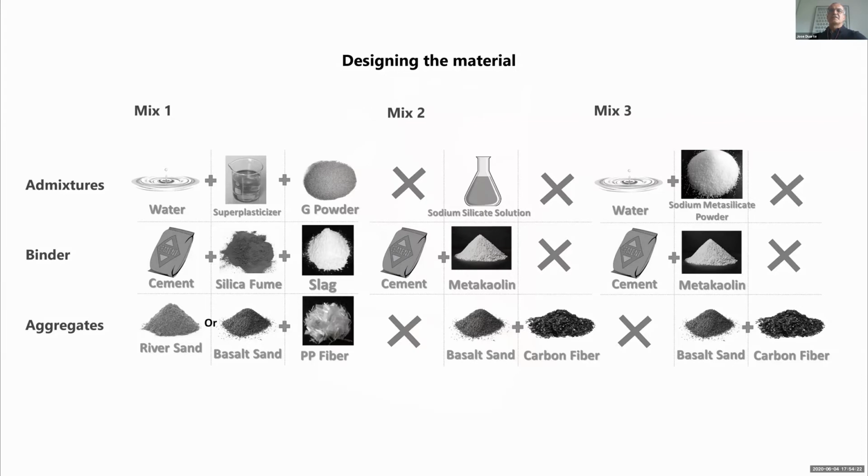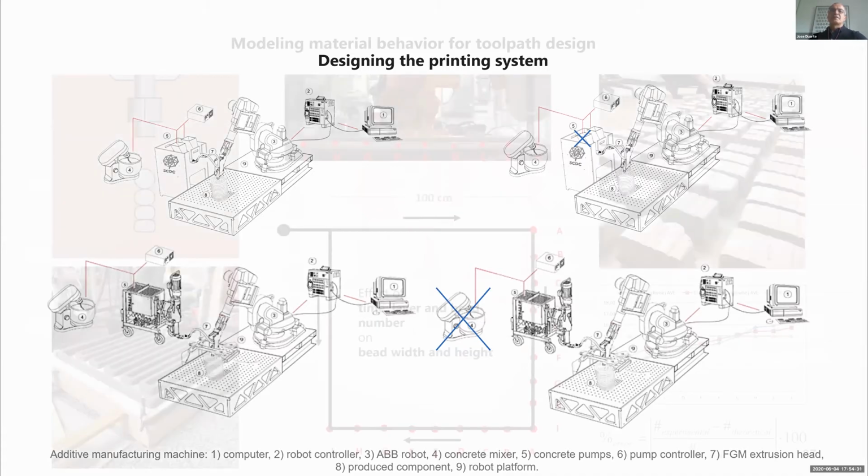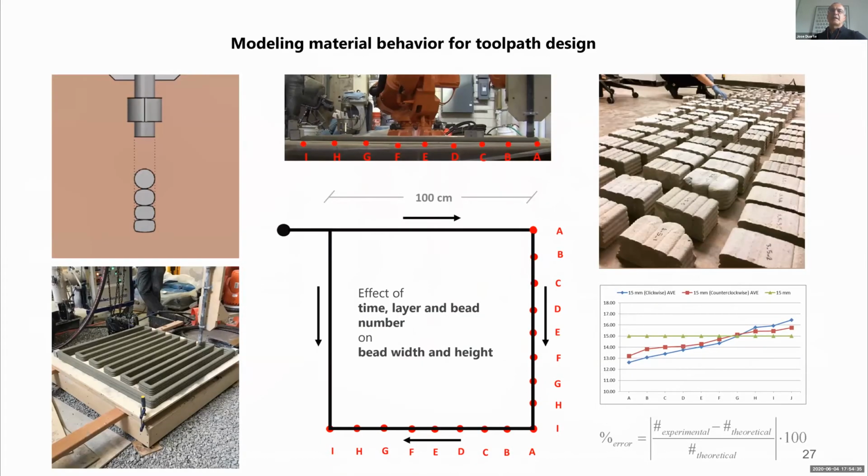We also design the printing system. We have developed systems with different configurations that are adjusted to different conditions. And then you also have to study the behavior of the material, because concrete is a very complex material. It's not like plastic. In plastic, once you extrude the material and deposit it, it sets very quickly. Concrete takes time. And while it has not hardened, it will deform under its own weight or under the weight of the layers that are printed above.